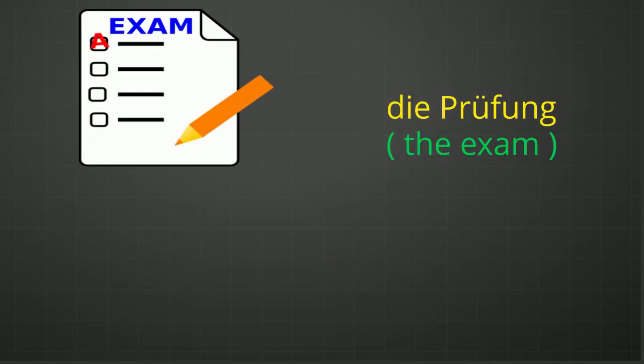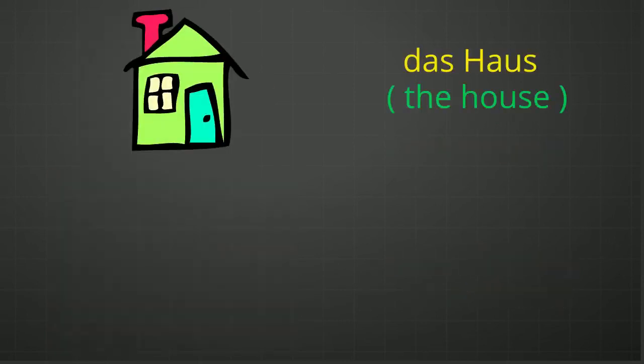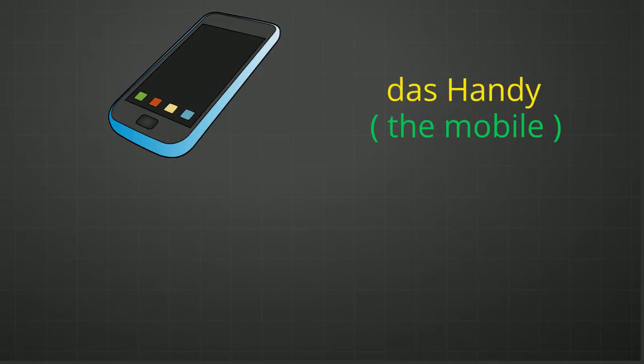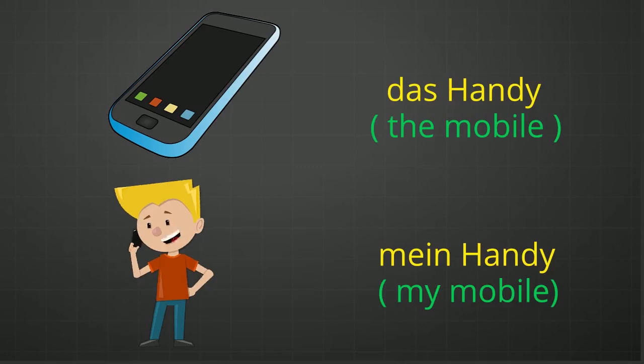Die Prüfung, eure Prüfung. Prüfung is feminine gender noun, that is why eure is possessive pronomen. Das Haus, ihr Haus. House is neutral gender noun, that is why ihr is possessive pronomen. Das Handy, mein Handy. Handy is neutral gender noun, that is why mein is possessive pronomen used.